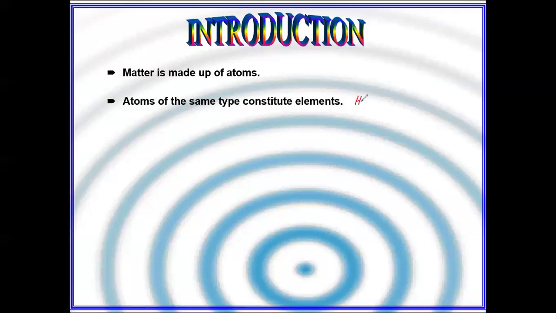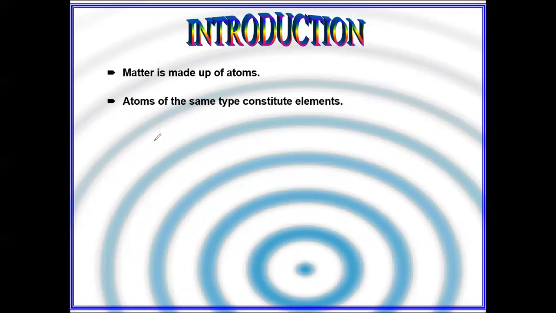hydrogen H2, N2. These are elements. Why? Because they consist of two atoms joined together through covalent bonds in this case. You understand?